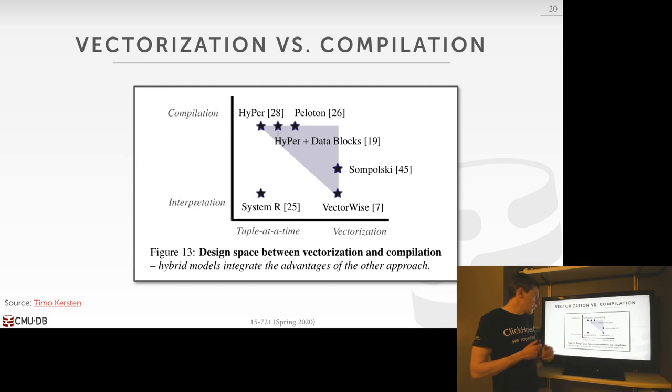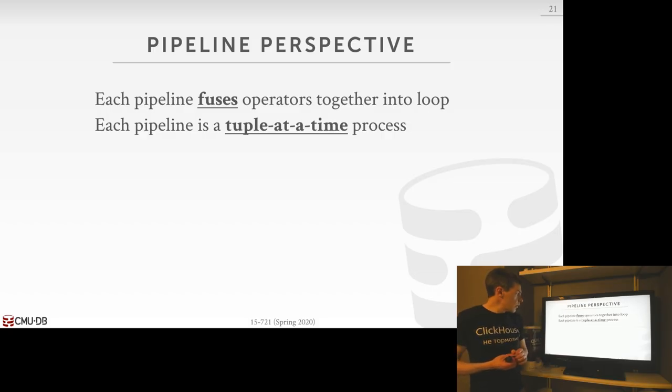It's sort of true, yes, because we are doing compilation, and we do get some vectorization, maybe not to the full extent that Vectorwise does, because they try to vectorize everything. But it's just showing that you can actually do this. You can sort of combine the two of them together.